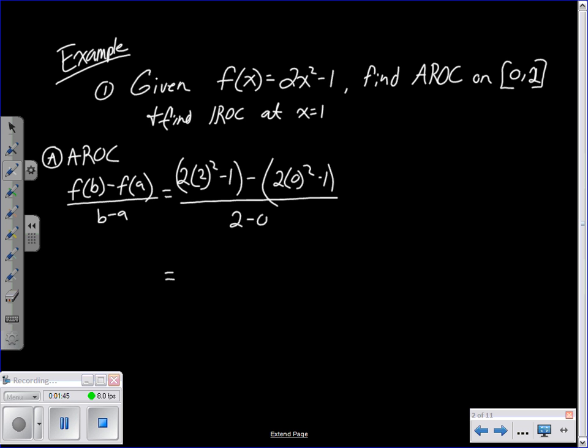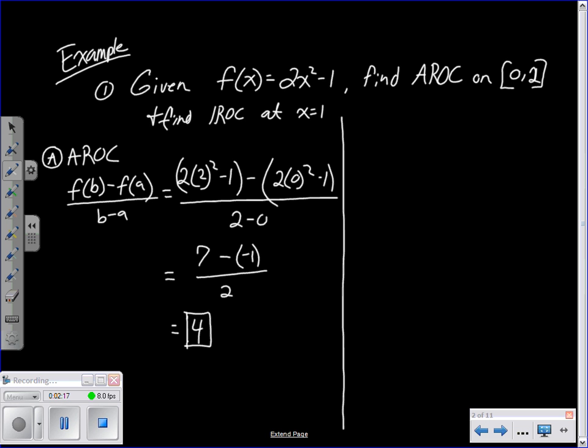What this gives me is 2 squared is 4, 4 times 2 is 8, 8 minus 1 is 7. Minus 0 squared is 0, 0 times 2 is still 0, minus 1 is negative 1, and that's divided by 2. So I have 7 minus negative 1, which is 8, and 8 divided by 2 is 4. So the average rate of change for my function 2x squared minus 1 on the closed interval 0 to 2 is 4.